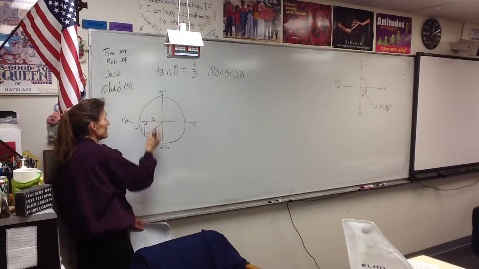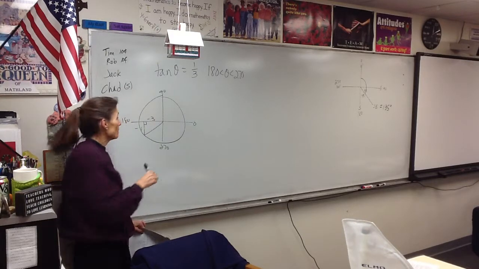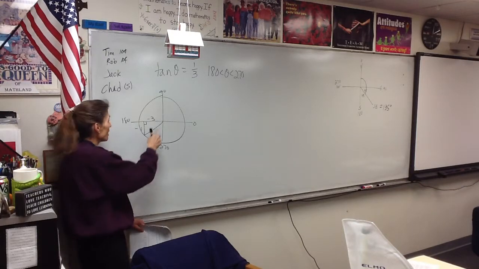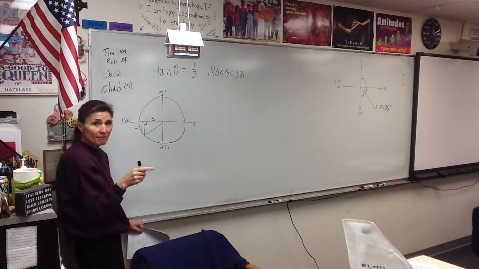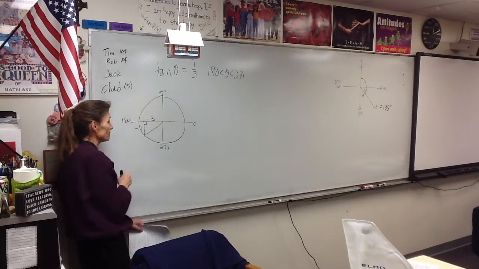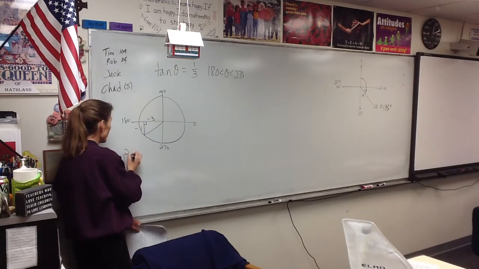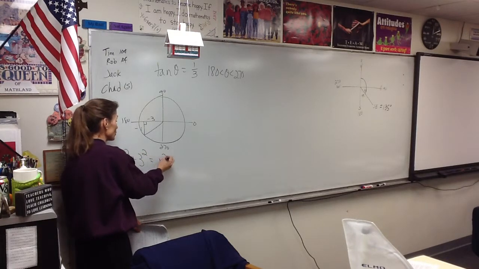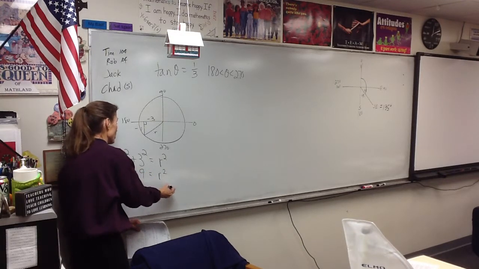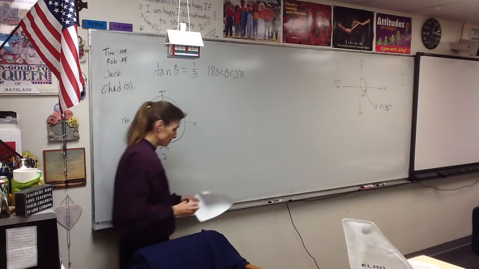The tangent is 1/3. Now notice there's no negatives in the problem, but I put negatives here because I'm in quadrant 3. I'm going left and down. That means I have to be negative. -3, -1, opposite over adjacent. Now I'll do my Pythagorean theorem to find my hypotenuse. So 1 squared plus 3 squared equals r squared. 1 plus 9, so r squared is 10, and it looks like my hypotenuse or my radius must be √10.